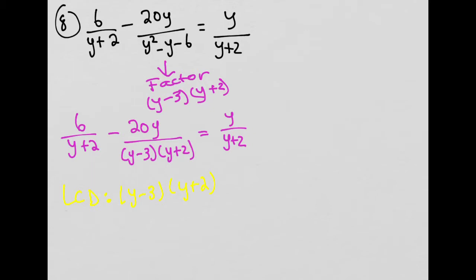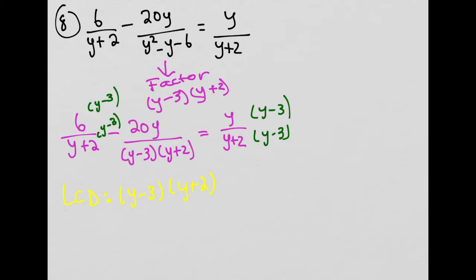So the first term is missing the y minus 3. So I'm going to multiply it. Let's use green. Y minus 3 on top and bottom. The second term is not missing anything. And the third one again is missing y minus 3. So once I do that, I'm going to go ahead and rewrite it.